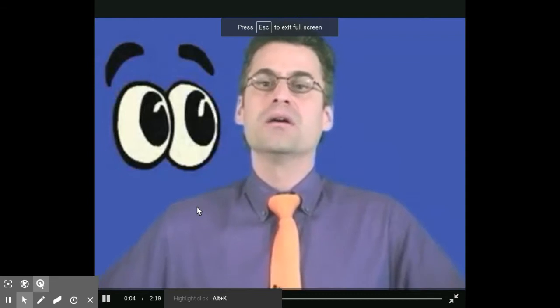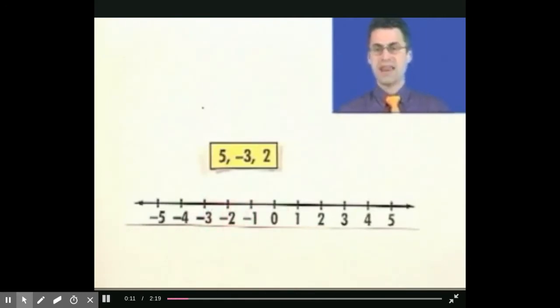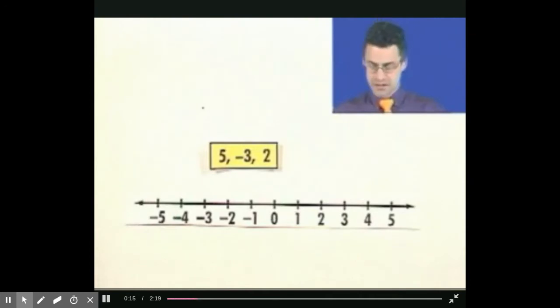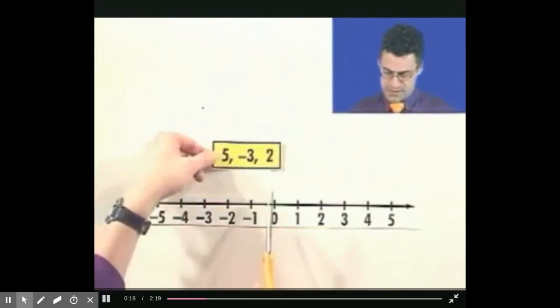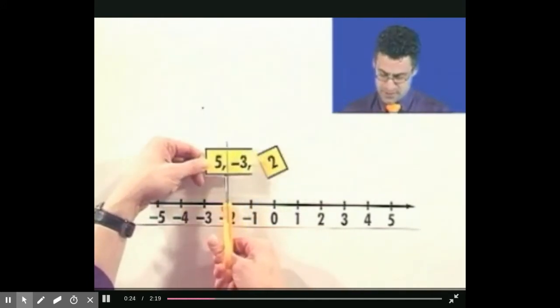Let's take a look at an example. So here I have 3 integers, 5, negative 3, and 2, and I'd like to order them from the smallest up to the largest. So we might have to actually rearrange these things, and so I'm going to allow us to move them around by using the cutting property of mathematics.